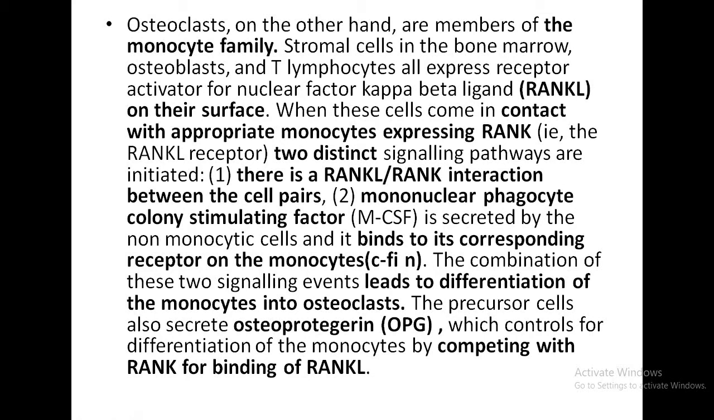The precursor cells also secrete osteoprotegerin. This controls the differentiation of monocytes by competing with RANK for binding of RANK L. So osteoprotegerin competes with RANK for RANK L. The binding is affected, so that it actually down regulates the differentiation of these osteoclasts.